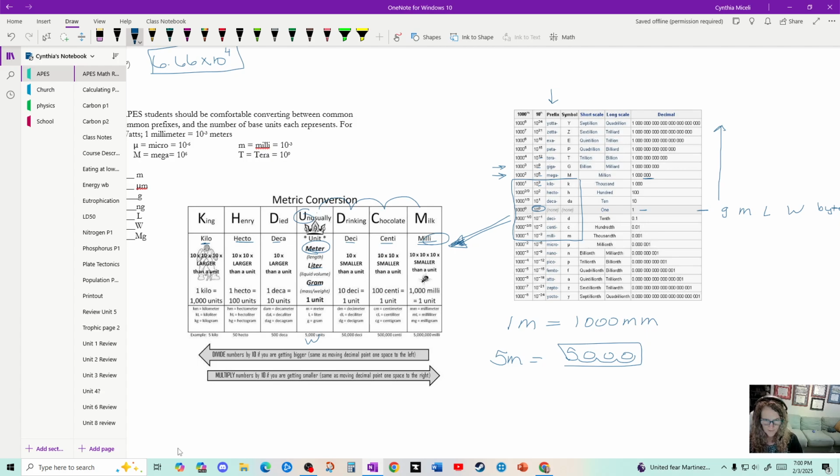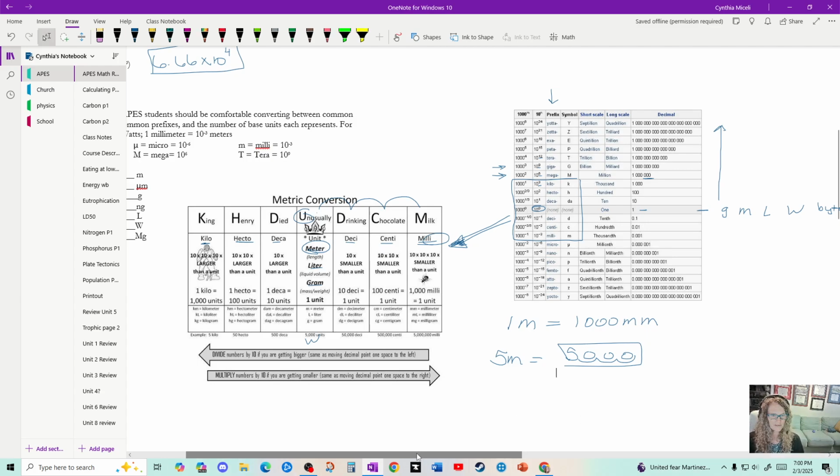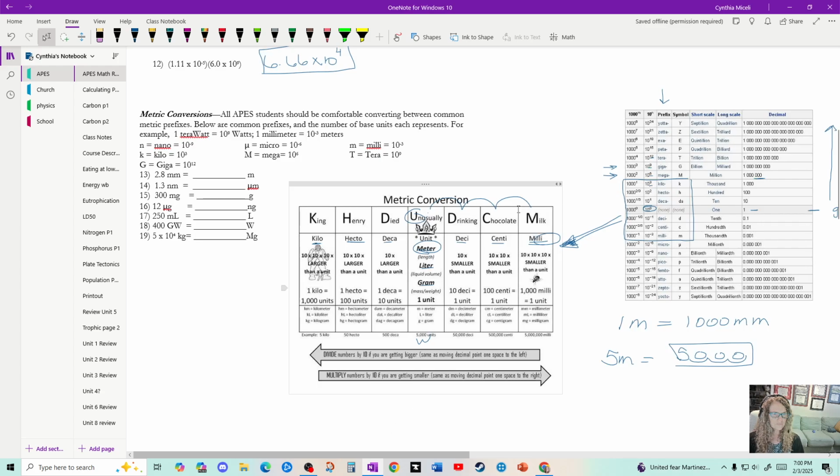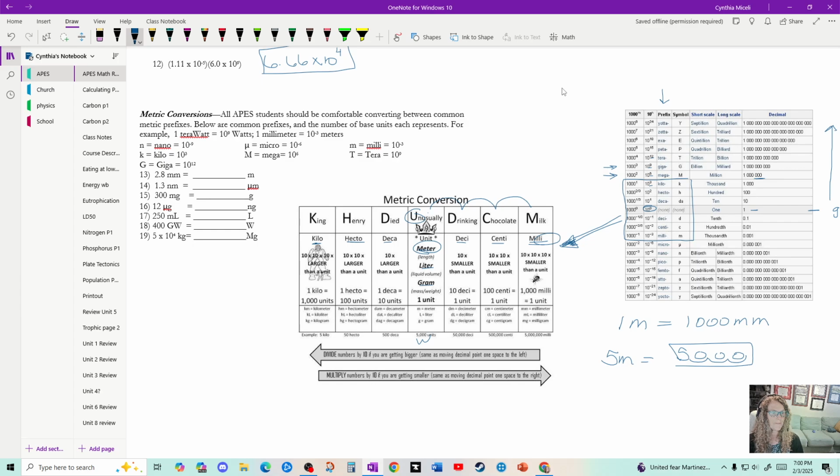If this is hard for you to multiply and divide, you can just do this jumping method. Nobody's going to judge you. I still do it that way too sometimes. So let's practice a few of these and see what you think. Okay, so this gives you all the conversion things. And this first one says 2.8 millimeters is how many meters. So I'm going to erase this so it's cleaner for you to see.